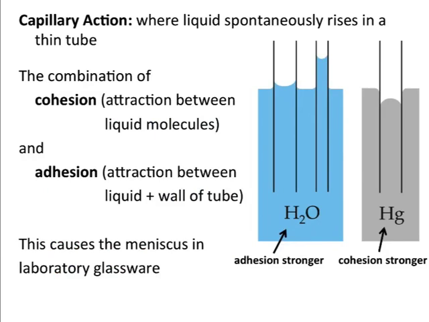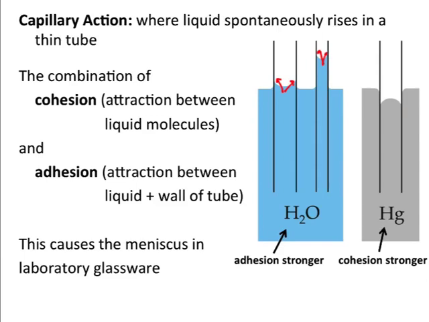Okay, we should also talk about capillary action, and this is where liquid spontaneously rises in a tube. And the reason it does this is a combination of cohesion, the attraction between liquid molecules, and adhesion, the attraction between the liquid and the wall of the tube. And so for water, water is polar, glass is also polar. You can treat the surface of glass to make it nonpolar, but generally you don't unless you have a need to. And so at the surface here, this water is attracted towards the glass in the container.